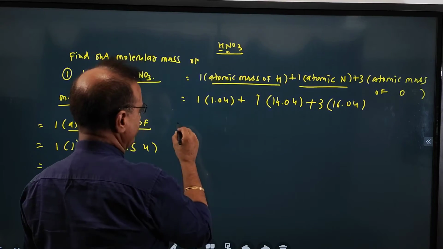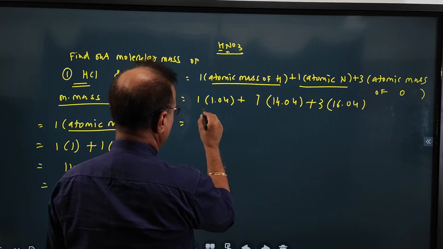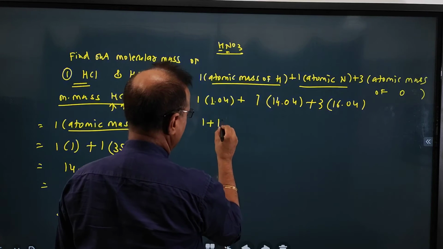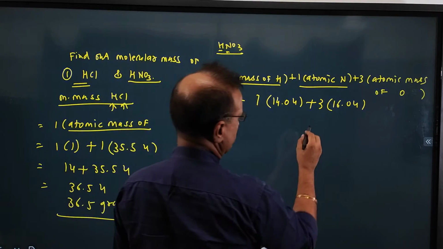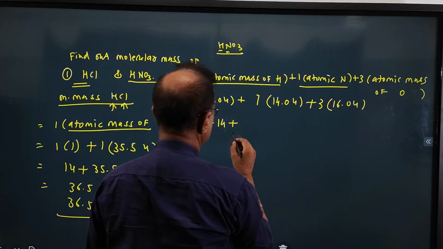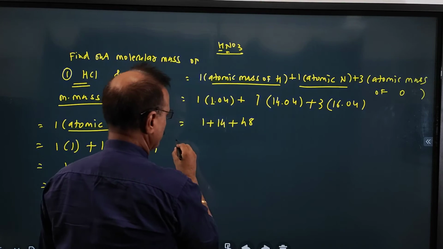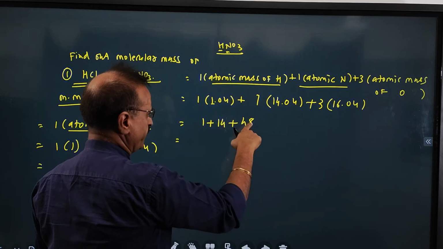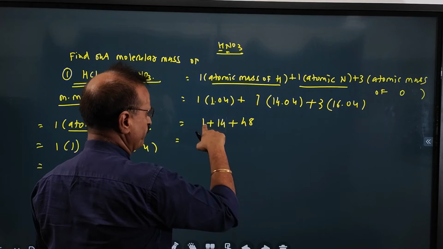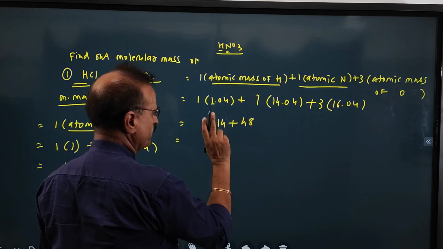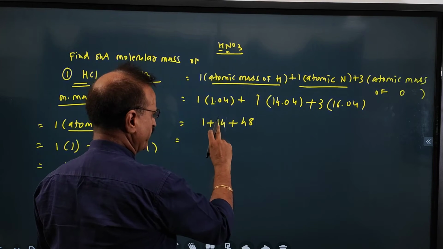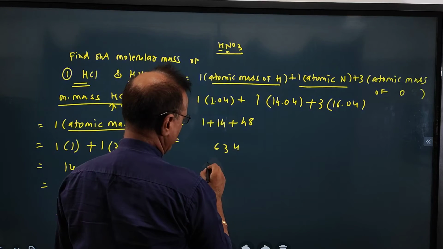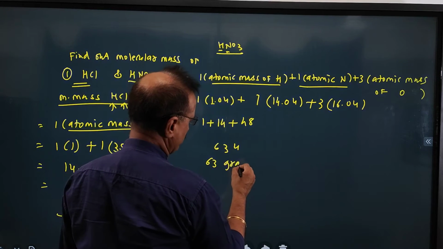You just make the addition of all this value. 1 into 1 means 1 plus 1 into 14 means 14 and plus 3 into 16, 48. So total value: 1 plus 14 plus 48, which is 63 U, means 63 grams.